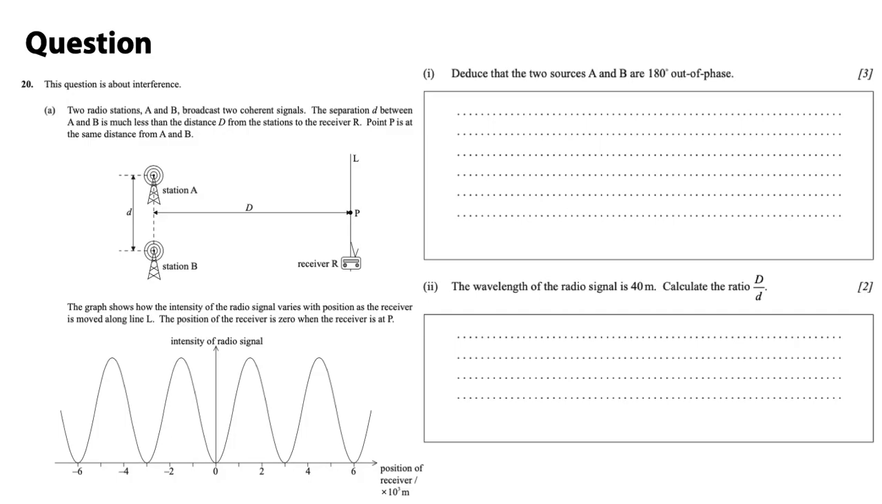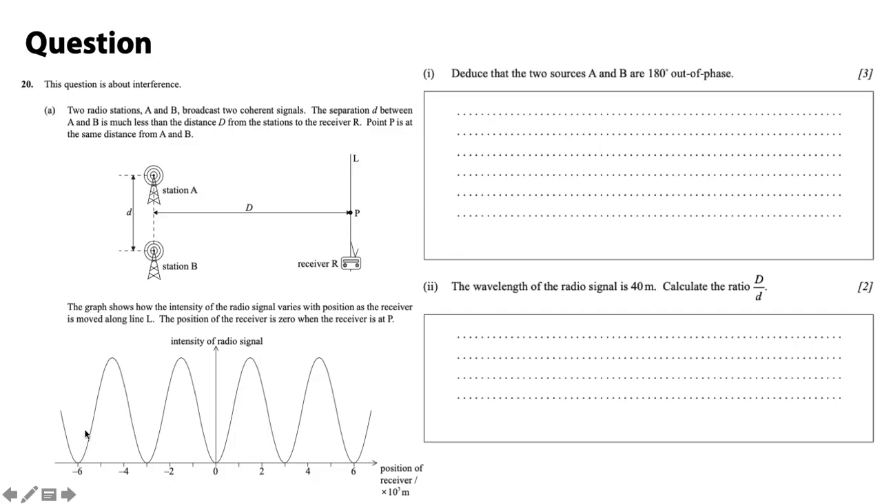They have the same almost everything, as we'll see. The separation d is much less than the big distance D from the stations to the receiver R. Point P is at the same distance from A and B. So point P is equivalent to O in our previous example. And the intensity of a radio signal varies with position. So the radio receiver is moved along the line L, along here, passing through point P.